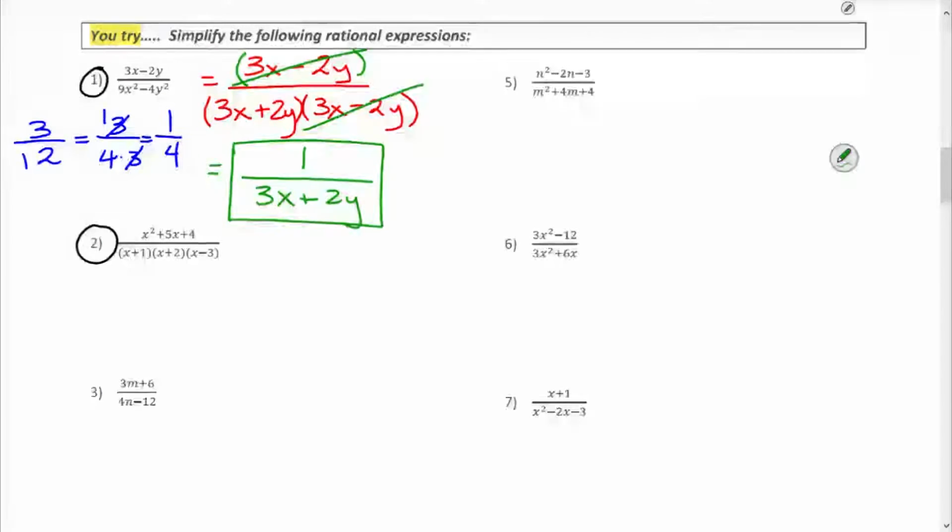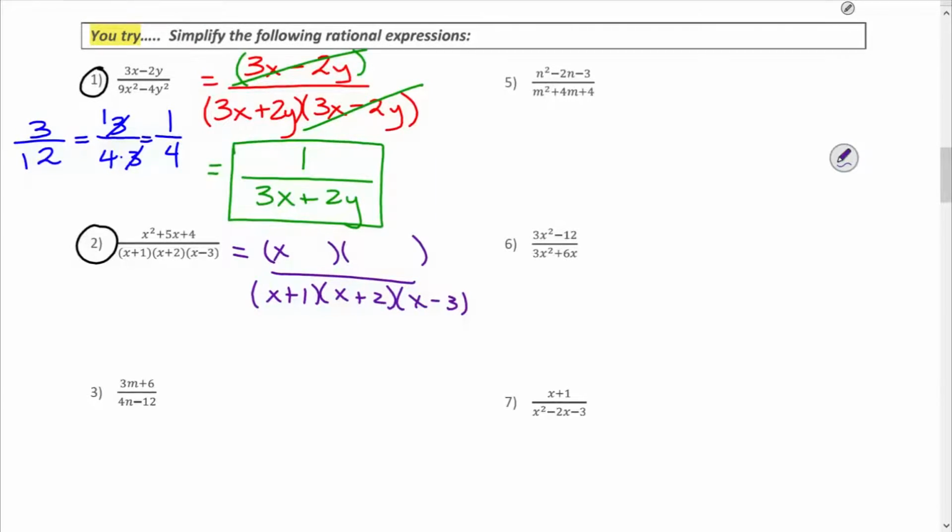Okay, in number 2, the denominator is already factored for us. That's super nice. So in the denominator, I have x plus 1 times x plus 2 times x minus 3. In the numerator, I have a trinomial. Leading coefficient is 1, so it's the easier version. I have x and I have x. 2 numbers that multiply to be 4 and add to be positive 5. That's 4 and 1. So I have plus 4, and plus 1.